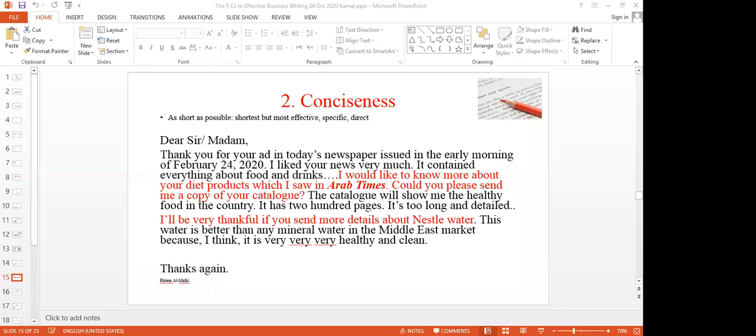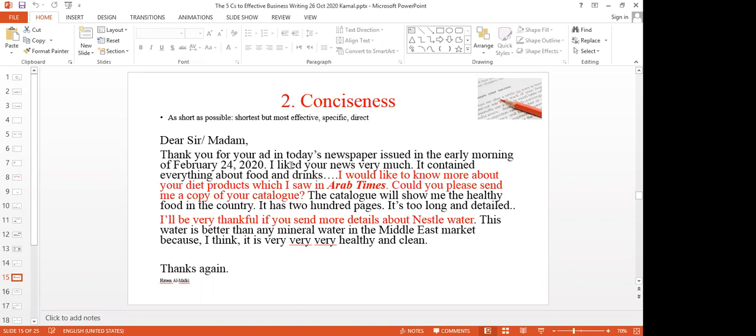No need, sisters and brothers, for all of these things. The last part, look at this again about distilled water. This water is better than any mineral water in the Middle East market because I think it is very, very healthy and clean. Redundancy, unnecessary wording, unnecessary ideas, unnecessary details. We don't need them actually. So the best thing here is to be again to the point. You don't need to write all of these things, especially in business.